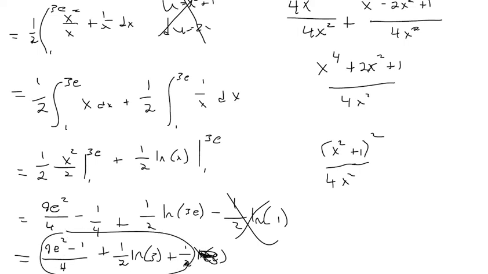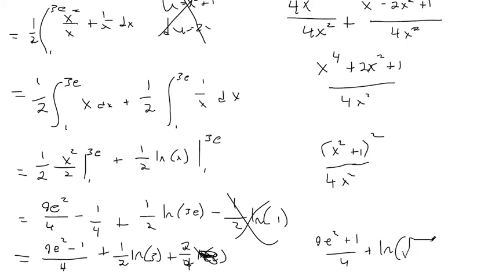I guess I could get common denominators here. Yeah, that would make it a little simpler. This is 2/4, so we can add 2/4 to this. That'd be 9e squared plus 1 over 4 plus 1/2 natural log of 3. The 1/2 power can come inside using our properties of logarithms. So I think that's as simple as I can make it.